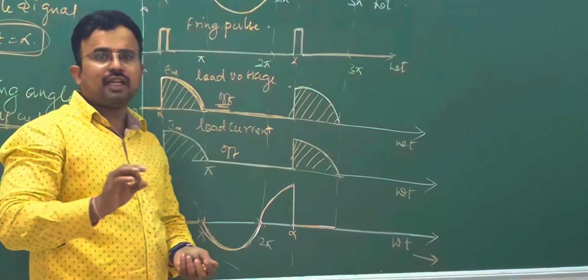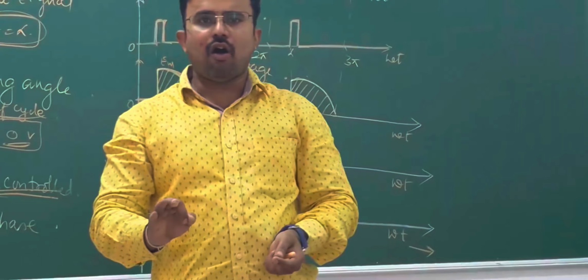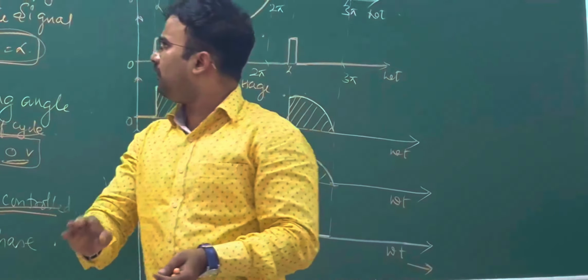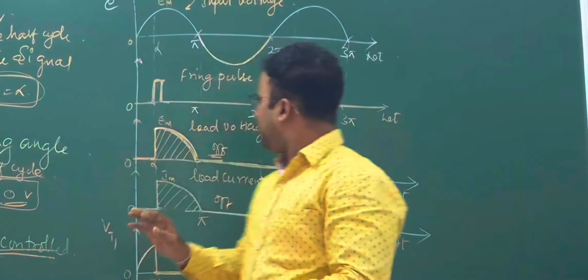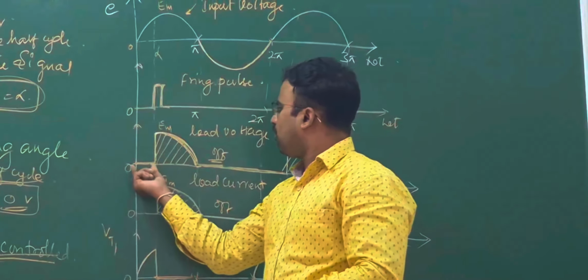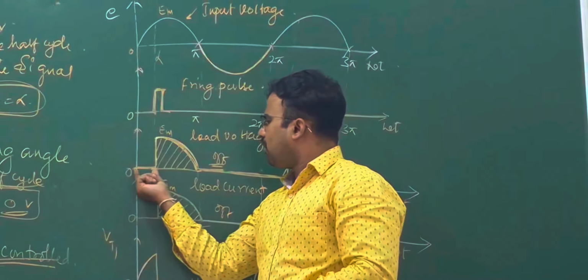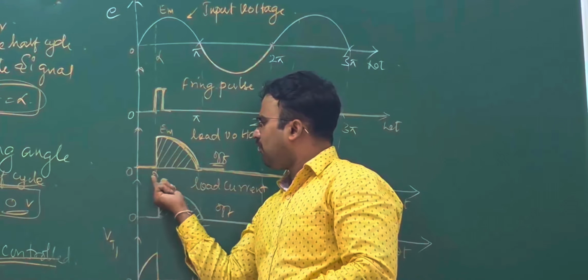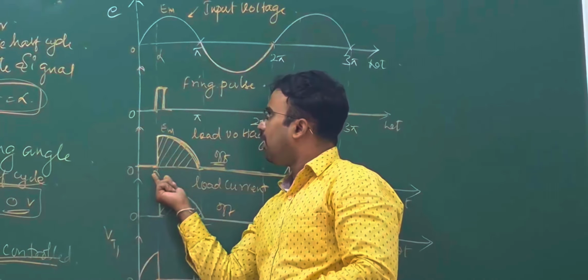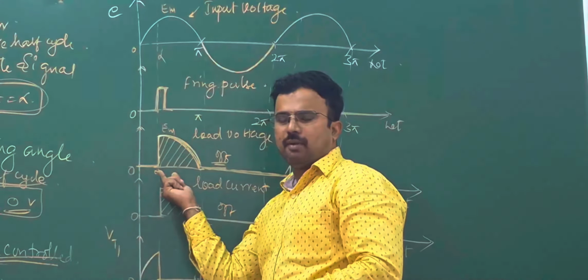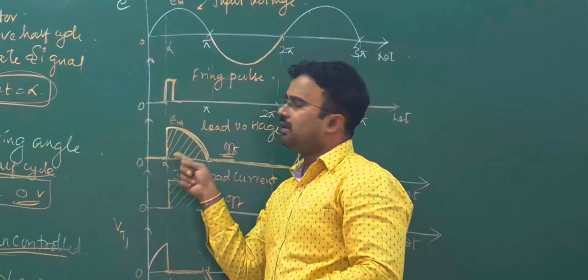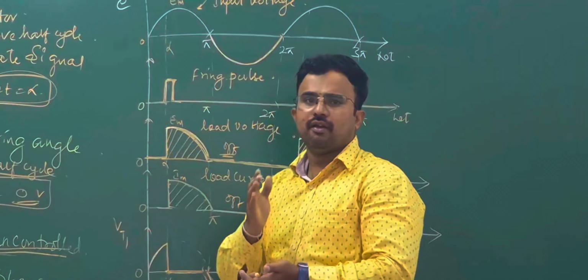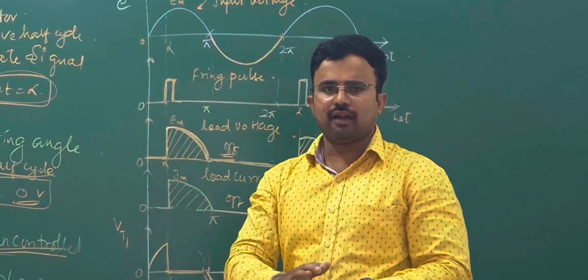So this is the working functionality of the single phase half wave phase control rectifier, where the output voltage can be controlled with a certain phase, 0 to alpha. With this duration 0 to alpha, the output voltage can be controlled in the positive half cycle. Therefore this is called a half wave phase control rectifier. Thank you.